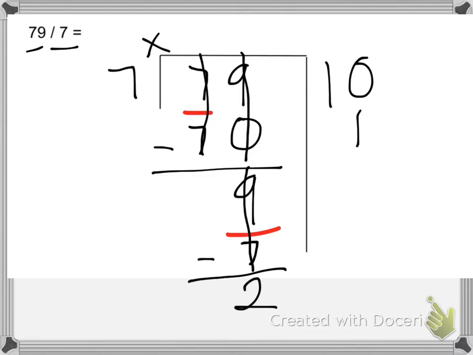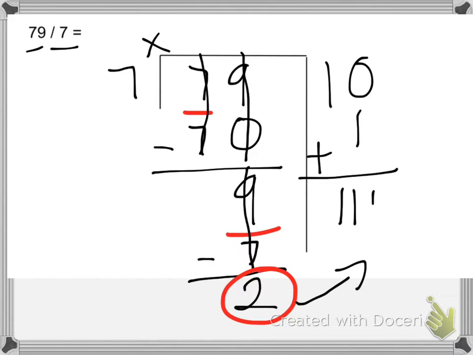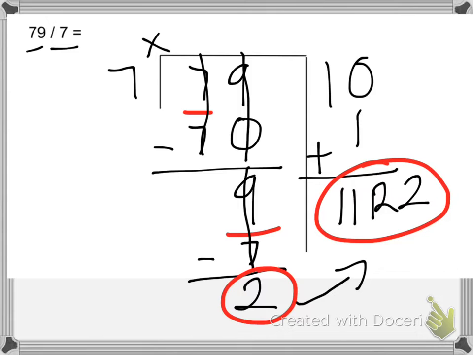Right? Next step, again, can 7 go into 2? No, it can't. So then that 2 becomes my remainder. I'm going to circle it so I don't forget about it. Okay? Last step here is going to be to add my 10 and the 1. So 10 plus 1 equals 11 with a remainder of 2. So my answer is 11 with a remainder of 2.